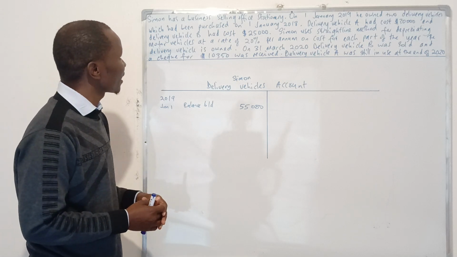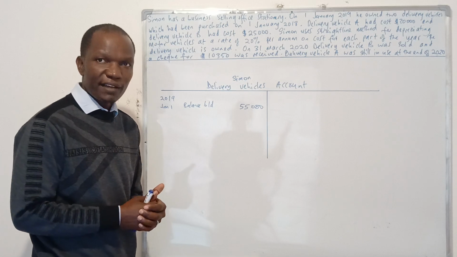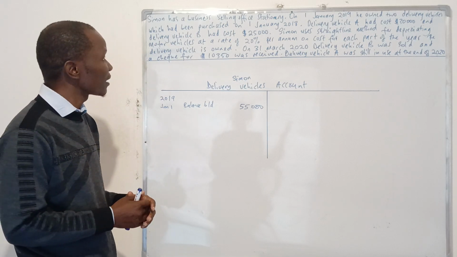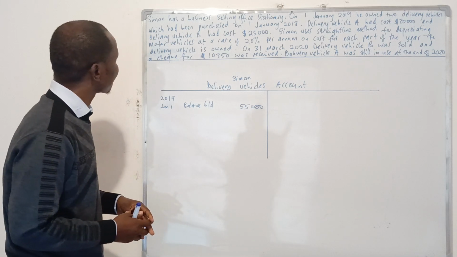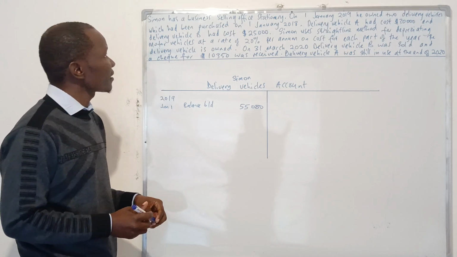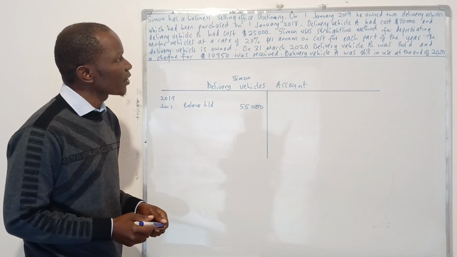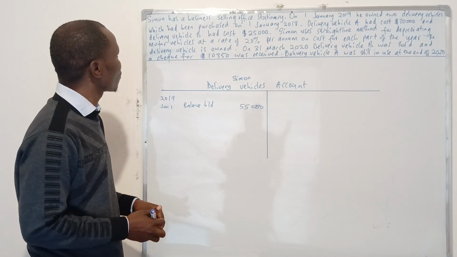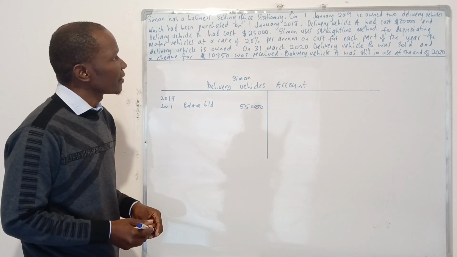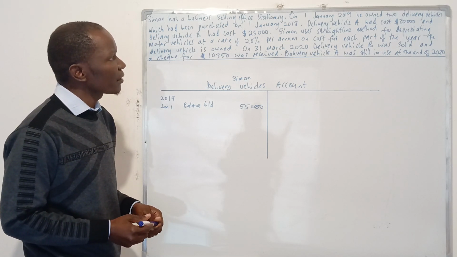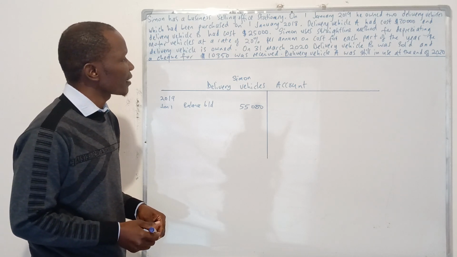So with me here I have a question which I actually picked from November 2021, variant 22. I'm sure that was number 5 of that particular exam session. So the question read, Simon has a business selling office stationery. On 1 January 2019, he owned 2 delivery vehicles which had been purchased on 1 January 2018. Delivery vehicle A had cost 30,000 and delivery vehicle B had cost 25,000.